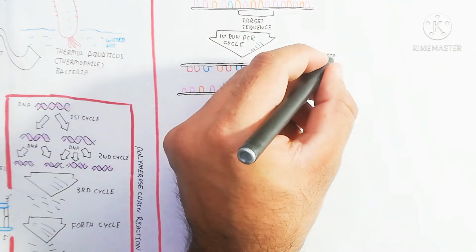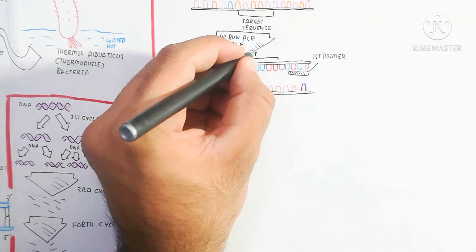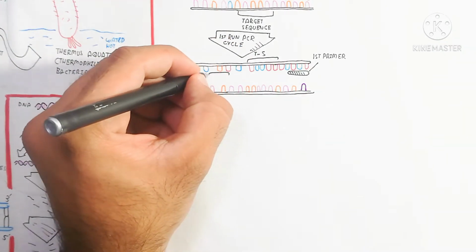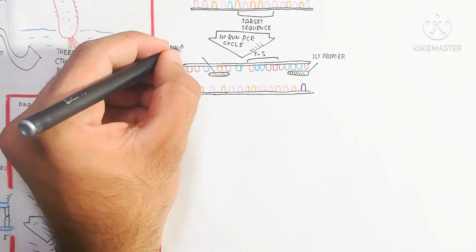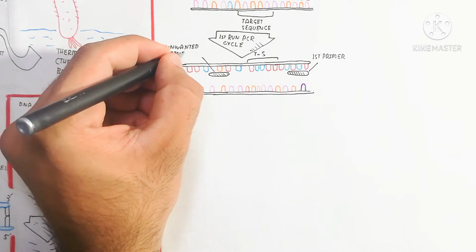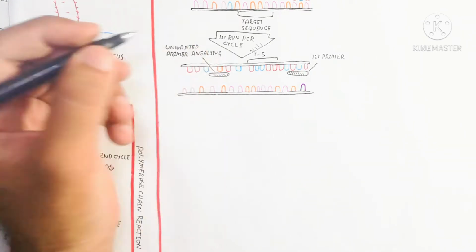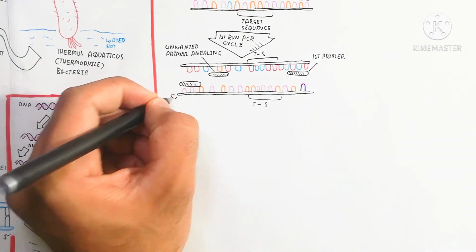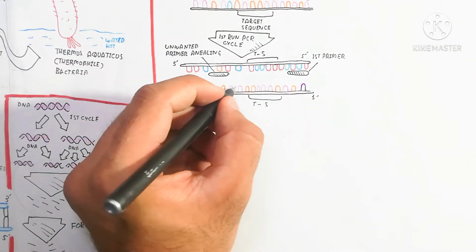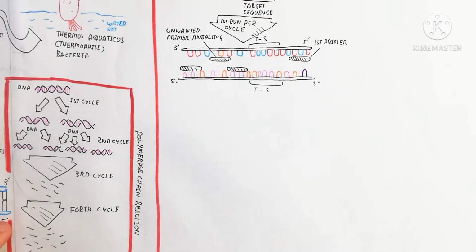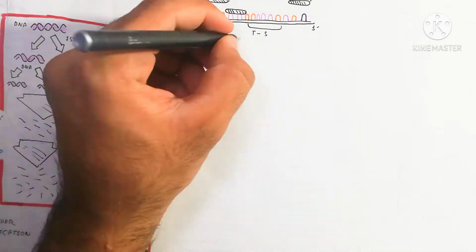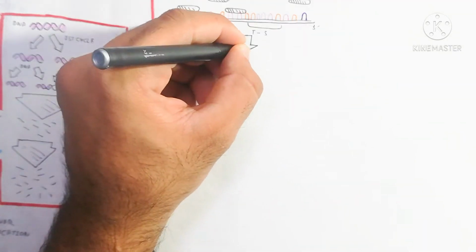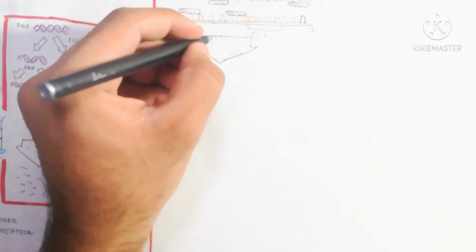So that means the unwanted primer annealing process begins to produce the unwanted DNA segment. So the first primer is attached in the right way. So the target sequence is here. So you can see, the next product that will be formed is here.